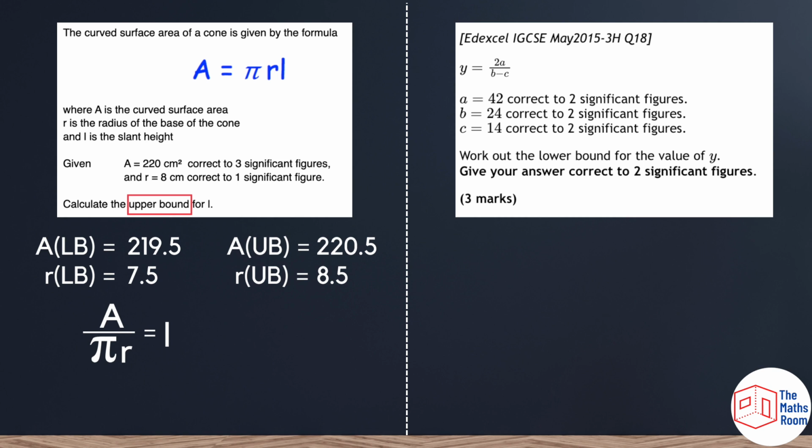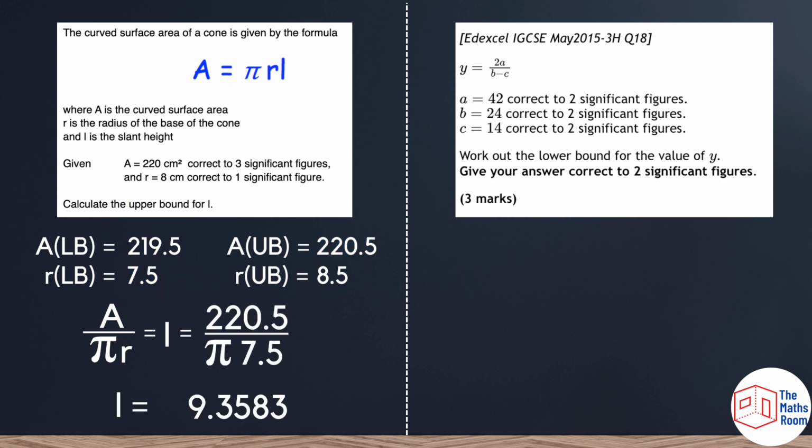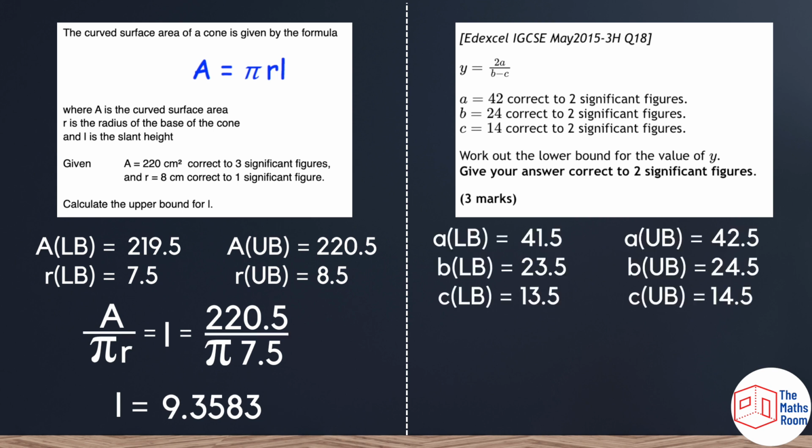The question is then asking us to calculate the upper bound for L. In order to do this with a fraction, I would need the largest number at the top divided by the smallest possible number, which would mean I would want the upper bound for my area, my A, and a lower bound for my radius. Plugging those values in, and we get a result of 9.3583.